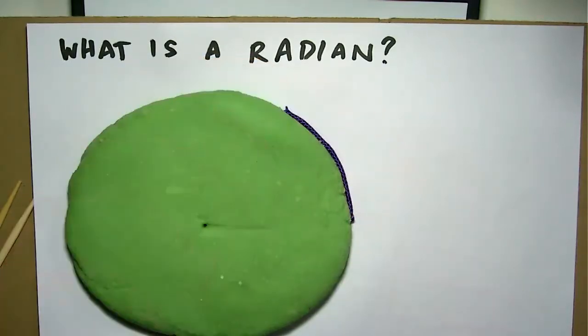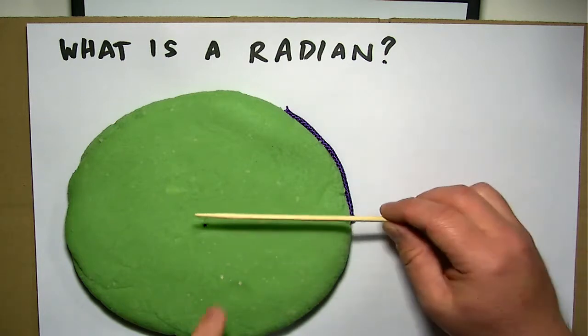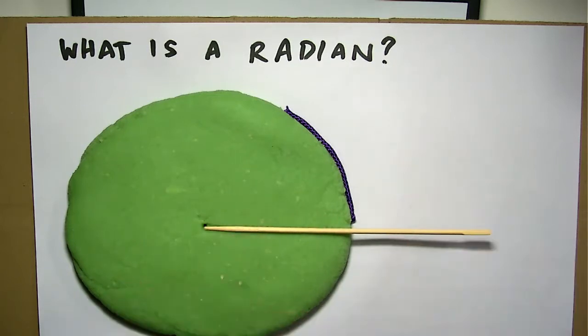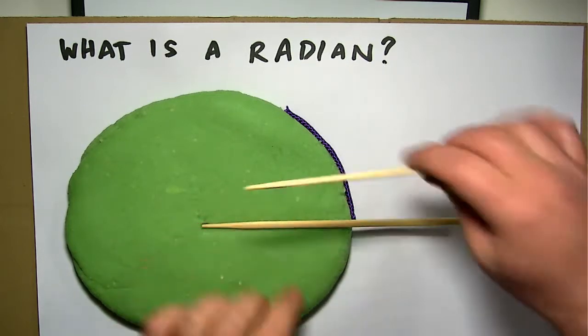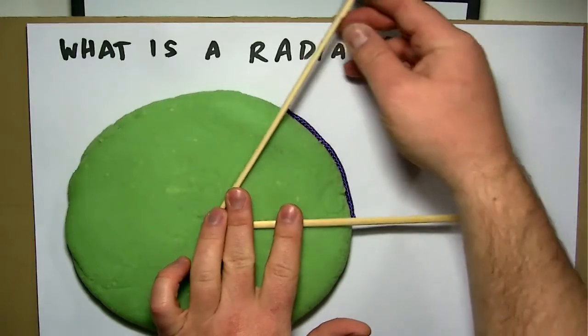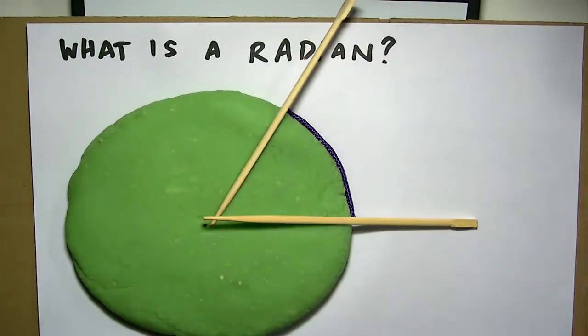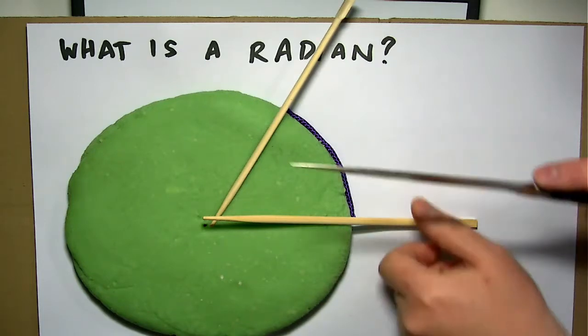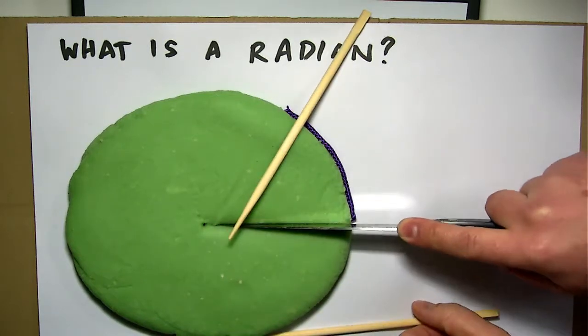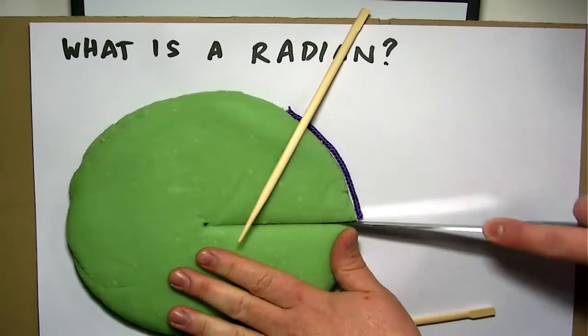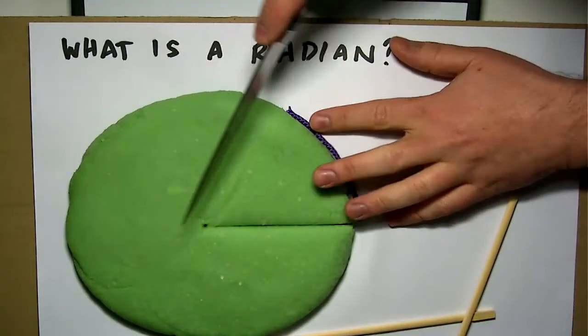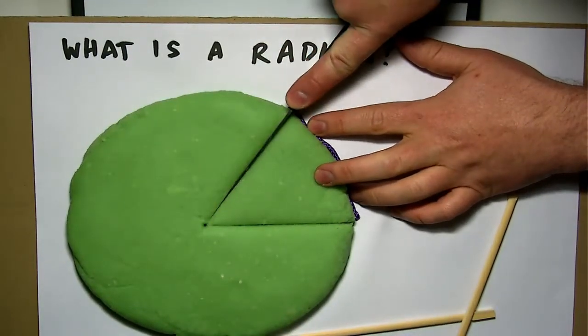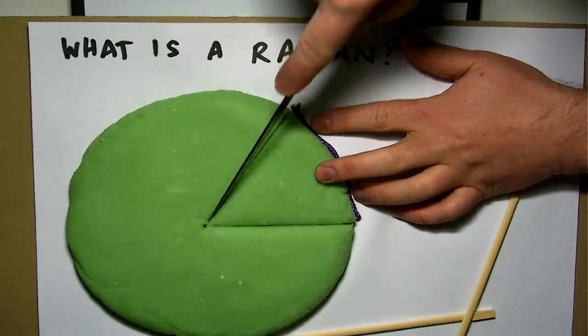And this arc has length exactly equal to the radius of the circle. And of course, this arc determines an angle at the center of the circle, like so. From one endpoint of the arc to the other. And in fact, if we like, we can cut this out, like so.